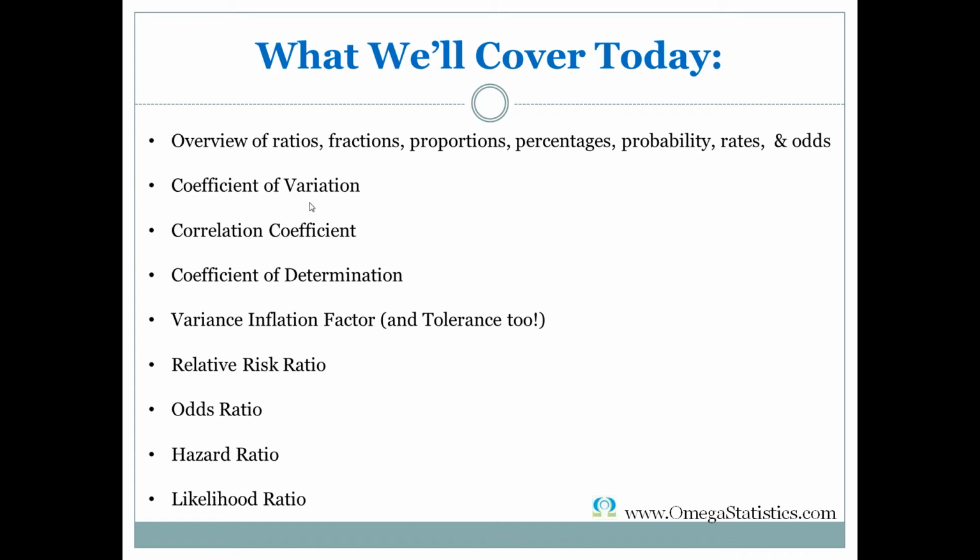We're going to look at a lot of things that have to do with regression. First, we'll look at the coefficient of variation, and that's very easy. That can apply as long as you have a mean and standard deviation. We'll look at correlation coefficients, R-squared, also called the coefficient of determination, variance inflation factor, and we'll look at tolerance. These are the three that are really related with the regressions. Then we'll go into more ratios: relative risk, odds ratio, hazard ratio, and likelihood ratio.